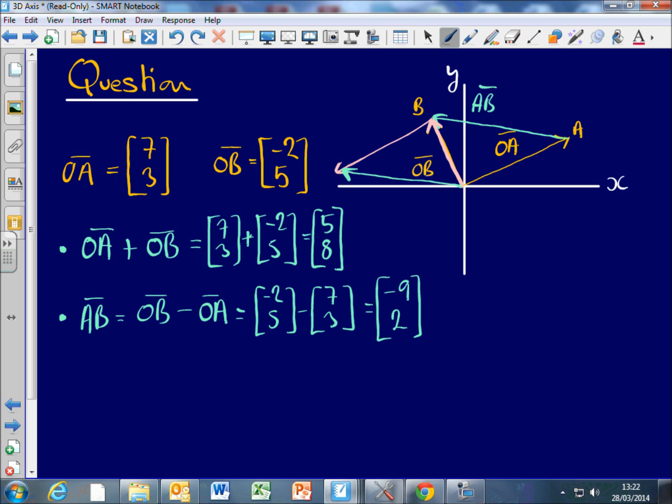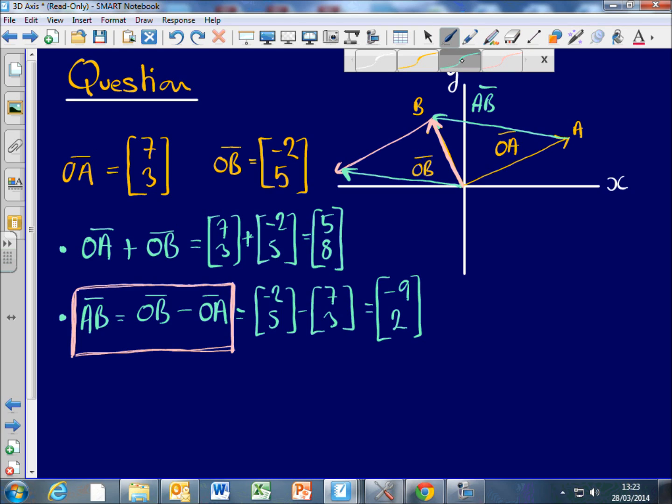Now this thing here is probably worth remembering. This is like a general way of finding the vector from A to B. Okay, or the other way around. If you wanted B to A, it would be O to A take away O to B. Okay. Got it? Okay, third question then, before we move on.